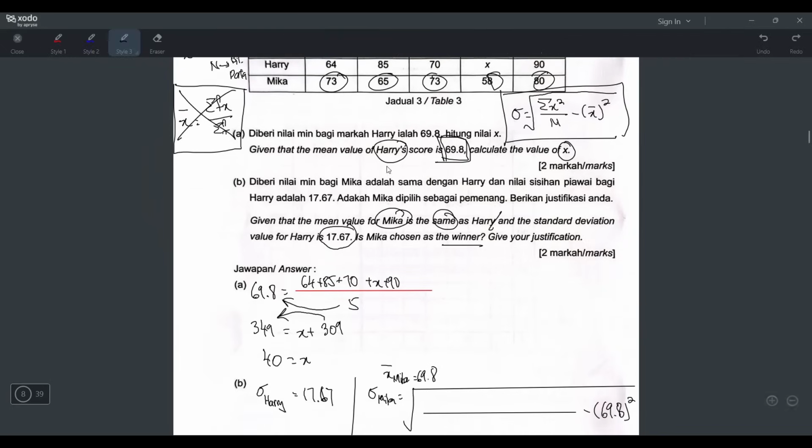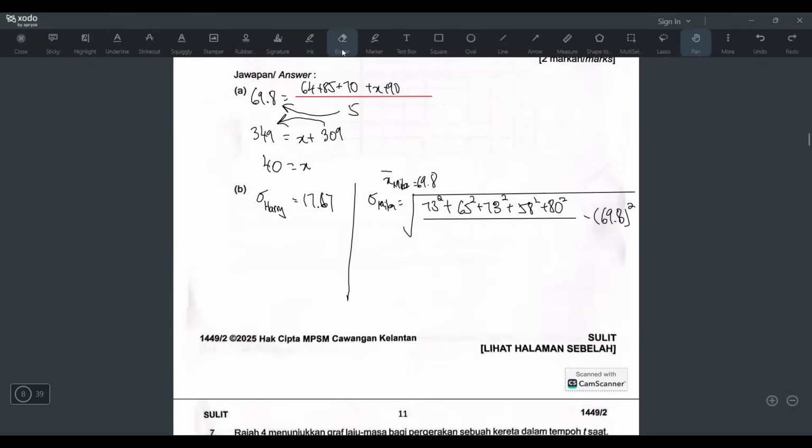So square dulu. So 73 square for Mika punya plus 65 square plus 73 square and then plus 58 square plus 80 square. And then why plus? Because you want to jumlahkan lah. And then over n minus mean square. N is 5 lah, because ada 5 test.